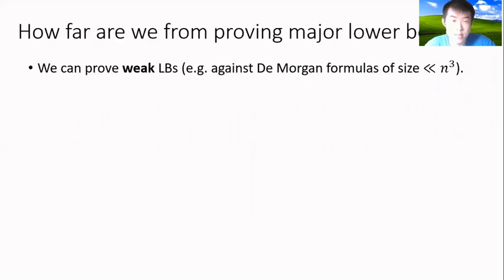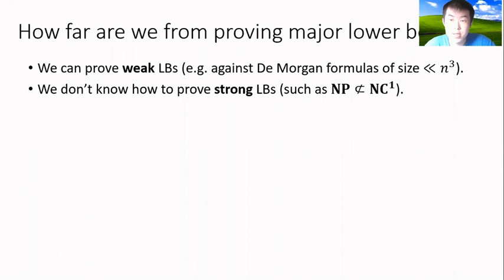In complexity theory, we want to prove lower bounds. Currently, we know how to prove some weak lower bounds. For example, we can show some explicit language that requires cubic size De Morgan formulas. But actually, we believe that much stronger lower bounds hold. For example, we believe that NP is not in NC1.